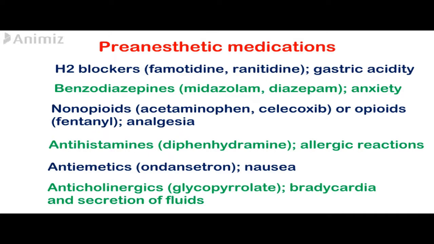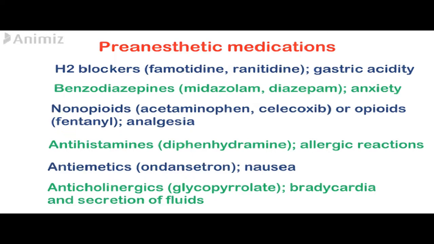Also, patients can be given benzodiazepines like diazepam or midazolam to reduce anxiety and facilitate amnesia. Non-opioids like acetaminophen or opioids like fentanyl can be used for analgesia, and also antihistamines like diphenhydramine can be used to prevent allergic reactions. Antiemetics like ondansetron can be used to prevent nausea. Anticholinergics like glycopyrrolate can be used to prevent bradycardia and secretion of fluids into the respiratory tract.